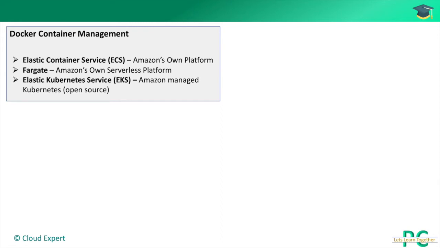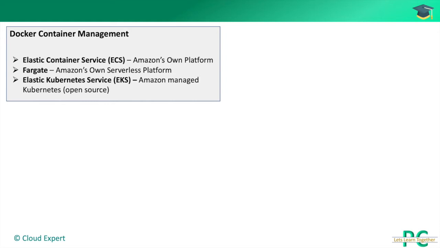Now let's see what are the different container orchestration or management services available. First option is ECS, or Elastic Container Service. ECS is Amazon's own platform, and ECS helps you to run Docker containers on EC2 machines. Next option is AWS Fargate. Fargate is Amazon's serverless offering. Serverless doesn't mean that you don't need servers to run your container. You don't have to manage the server or infrastructure. AWS will manage the servers for you.